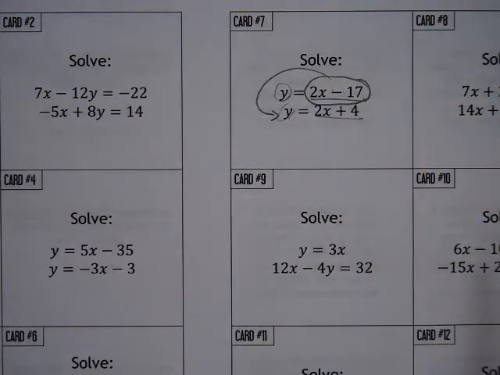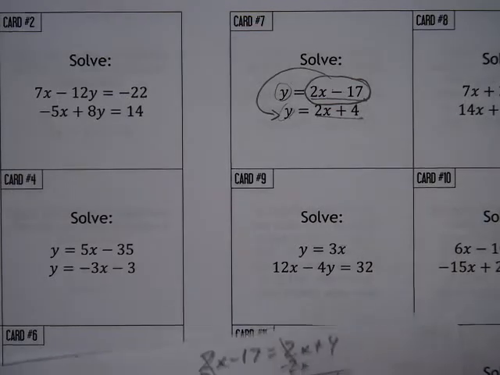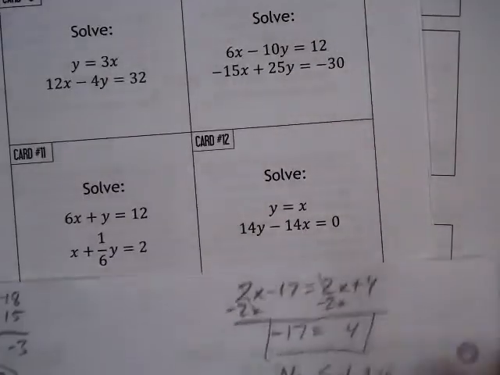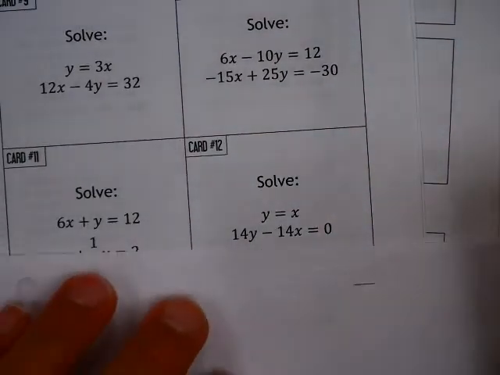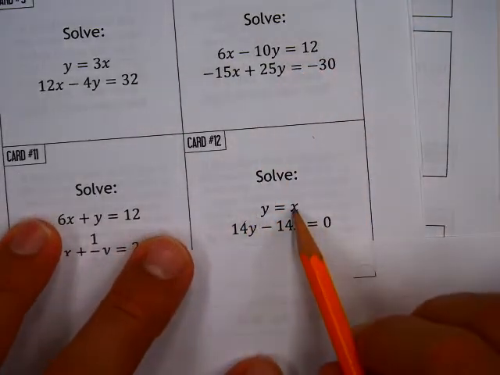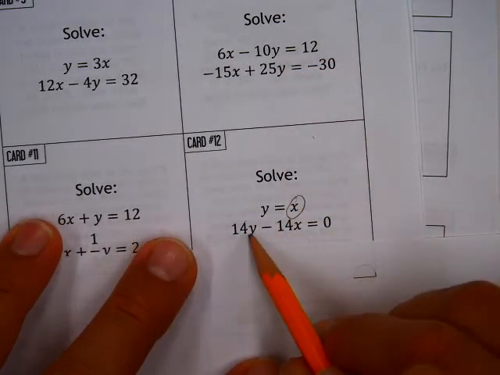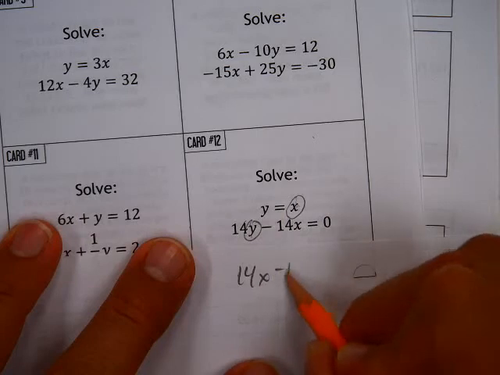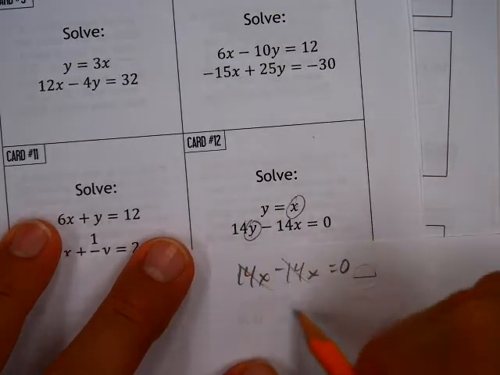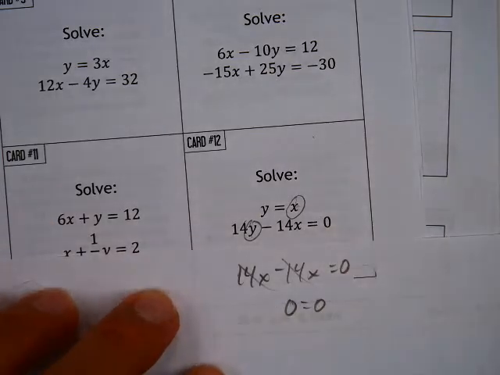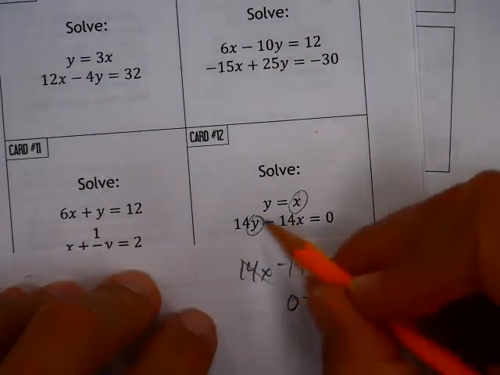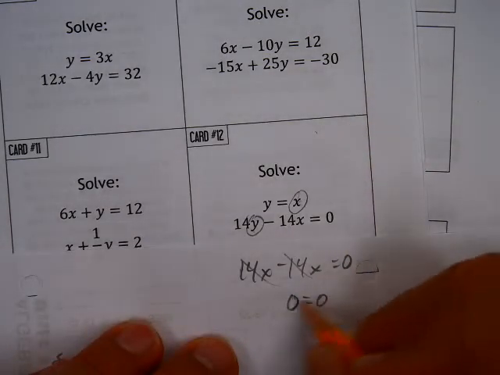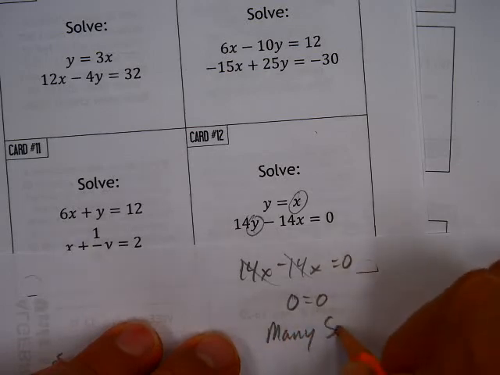I'm trying to eyeball whether we've got another equation that might do the same thing. Let's do one more substitution here. If we look at number 12, y equals x. So I know I can put x in place of y in this other equation. So I say 14x, replacing that y with what I know it's equal to, minus 14x equals 0. That happens to cancel. We end up with 0 equals 0. Here both variables disappear, but the statement is true. In the earlier one, the statement was false. Because this is a true statement, we have many solutions.